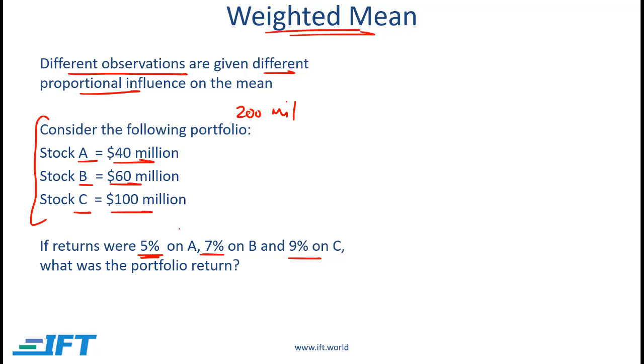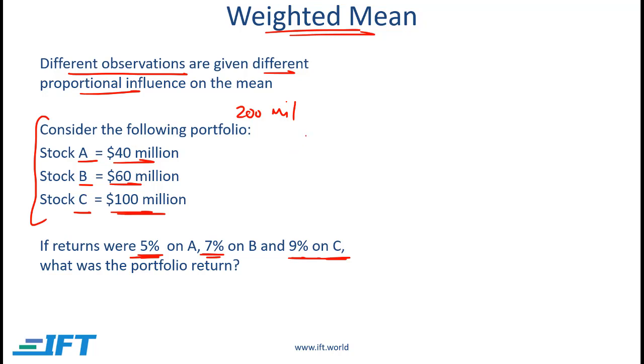Here, given that the amount invested in A, B, and C is different, it would not make sense to take the simple average of 5, 7, and 9. So here clearly the return is not going to be 7%. The return is going to be more heavily influenced by stock C because stock C has 100 million. So to calculate the weighted mean, we consider the weightage of each stock.